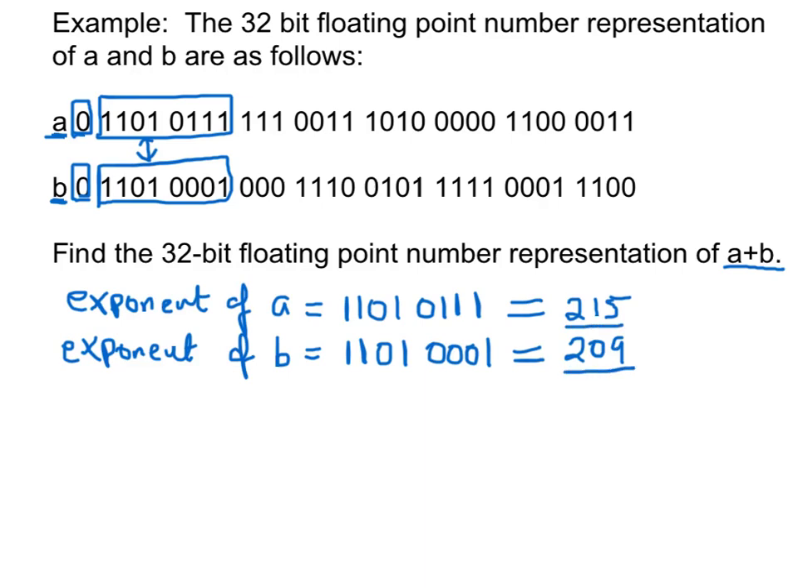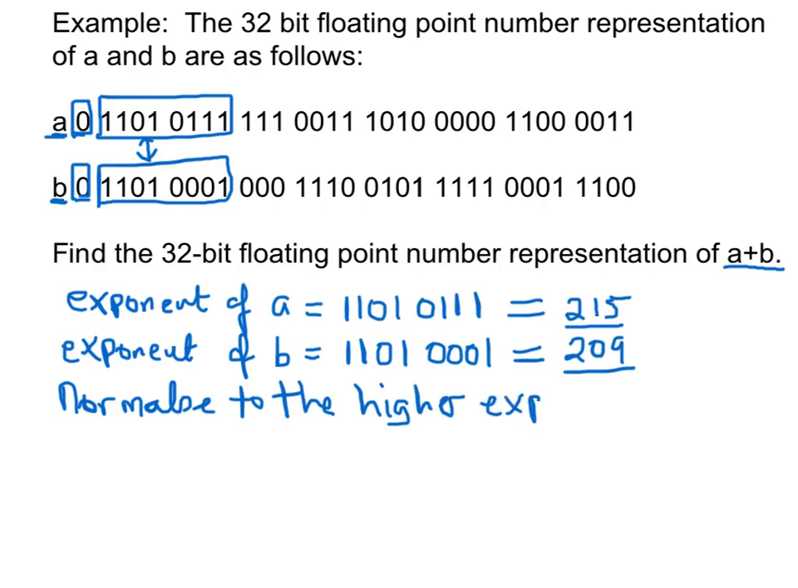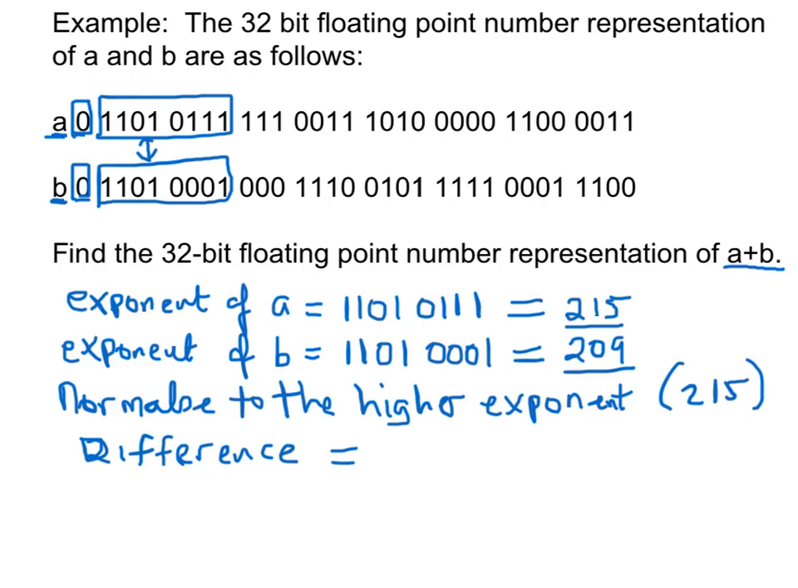So what we do is that we normalize to the higher exponent, and the higher exponent is 215. So normalize to the higher exponent, which is 215. If we look at the difference between the two exponents, the difference between them is equal to 215 minus 209, which is equal to 6. So we're going to normalize the exponent of B, which is the smaller exponent, up to 215. So it's going to involve shifting B right by 6 places.